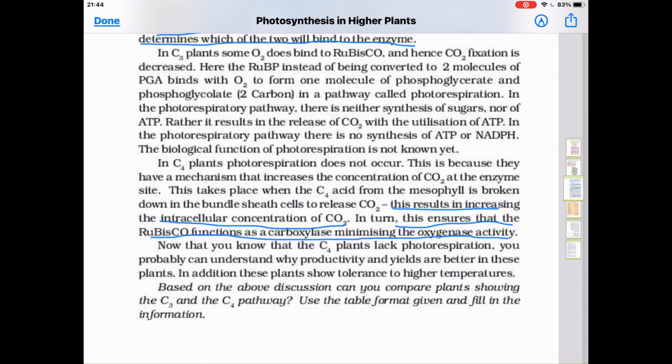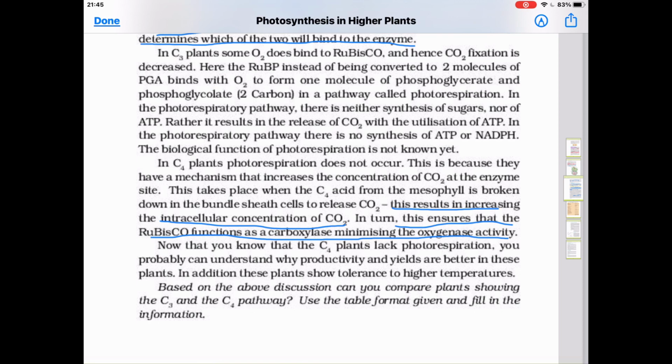Now that you know that the C4 plants lack photorespiration, you probably can understand why productivity and yields are better in these plants, because there is no wastage of energy. So in C4 plants, photorespiration does not occur. They can form the glucose efficiently, and these plants show tolerance to high temperature also.